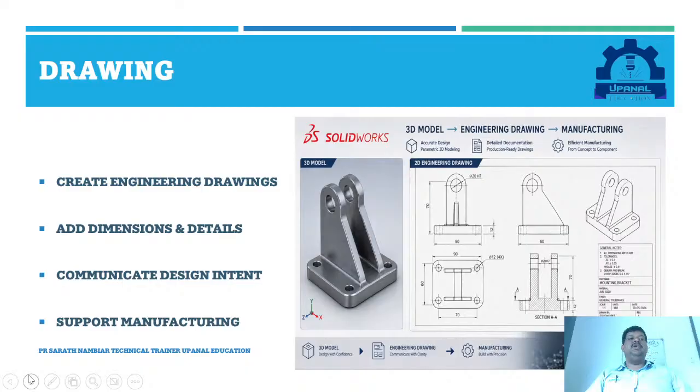This is where engineering drawings become important. A 3D model gives us a very good visual understanding of the component, but manufacturing often requires precise information such as dimensions, tolerances, material information, sections, and other technical details. SolidWorks allows us to create a 2D engineering drawing directly from our 3D part or assembly.